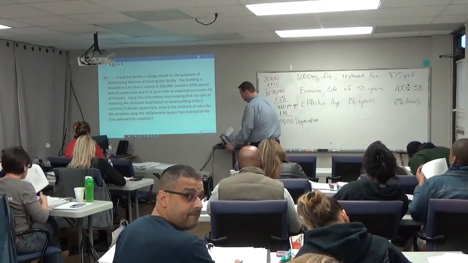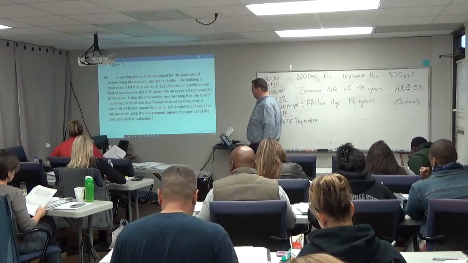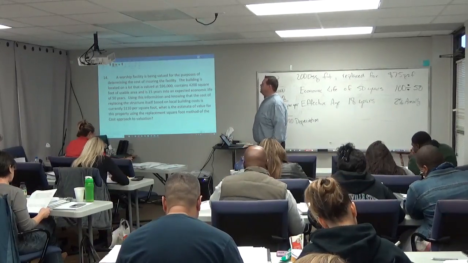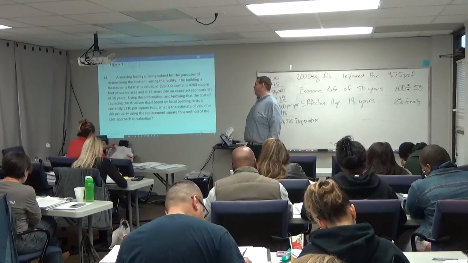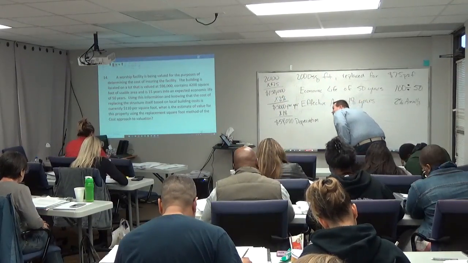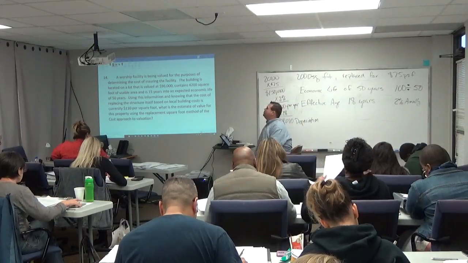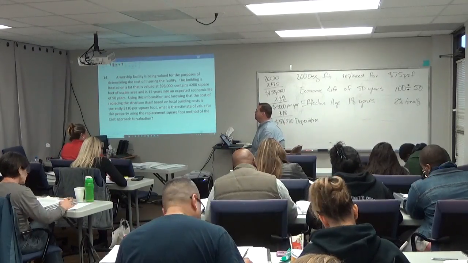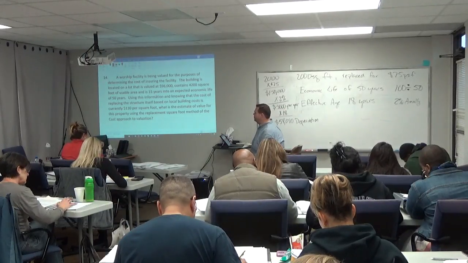Number 14 says a worship facility is being valued for the purposes of determining the cost of insuring the facility. The building is located on a lot that's valued at $96,000, contains 4,200 square feet of usable area, and it's 15 years into an expected economic life of 50 years. Knowing that the cost of replacing the structure is based on local building costs of $110 per square foot, what's the estimate of value for this property using the replacement square foot method of the cost approach?